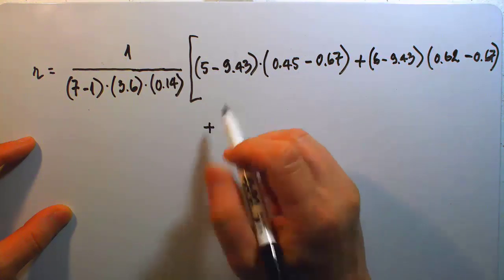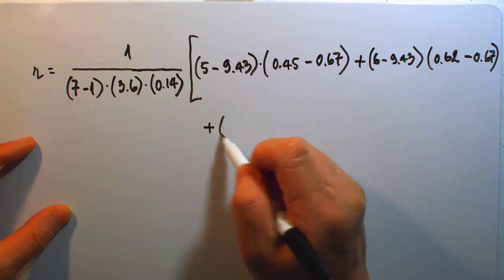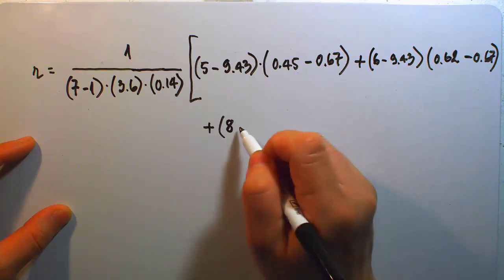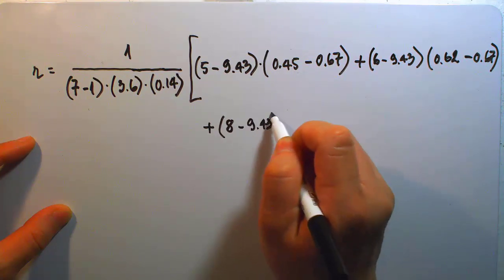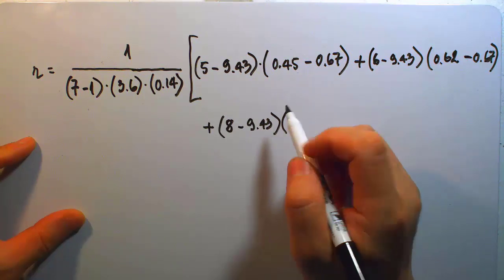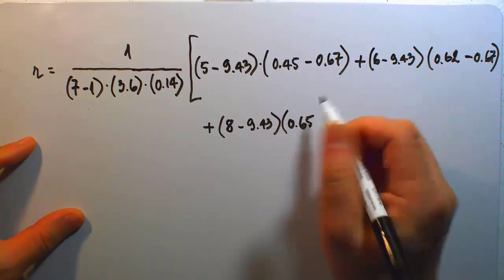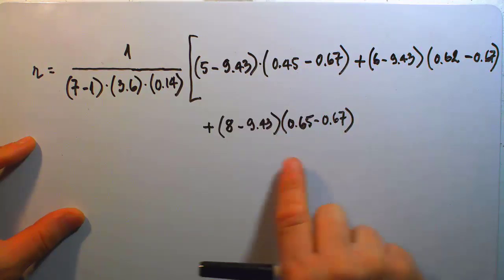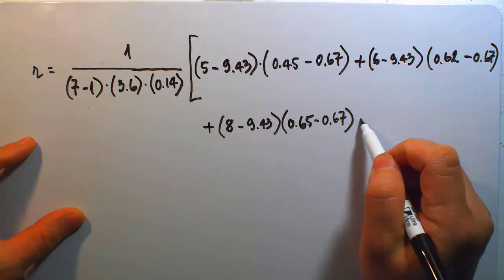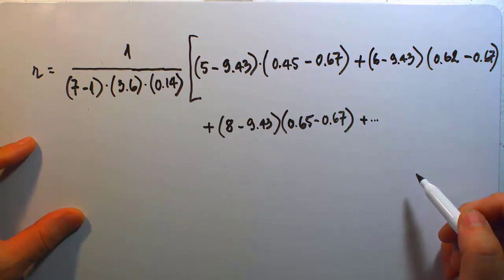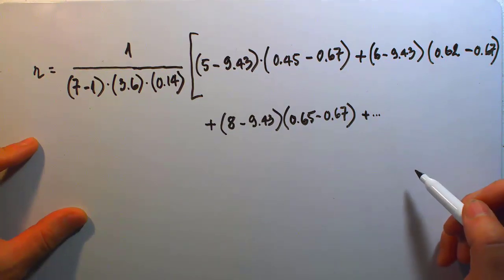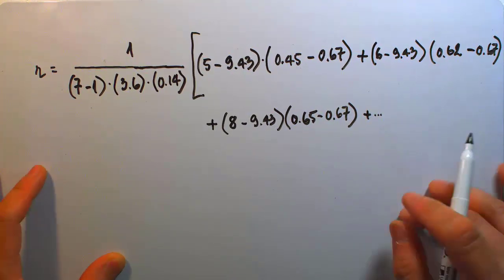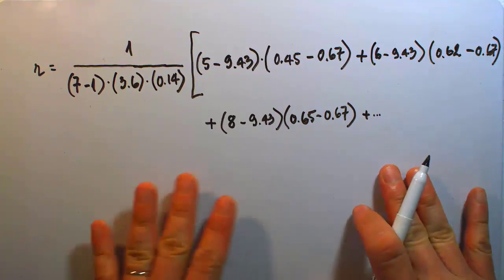So I'm going to add my next pair of values from the x list. The third value on the x list is 8 minus 9.43, and the y value on the third entry is 0.65 minus 0.67. Okay, so I have done that 3 times, and I will keep repeating this until I hit the end of my data. Luckily, this small problem is only 7 pairs of data. I mean, imagine before calculators were born, how statisticians had to carry through all of this work.